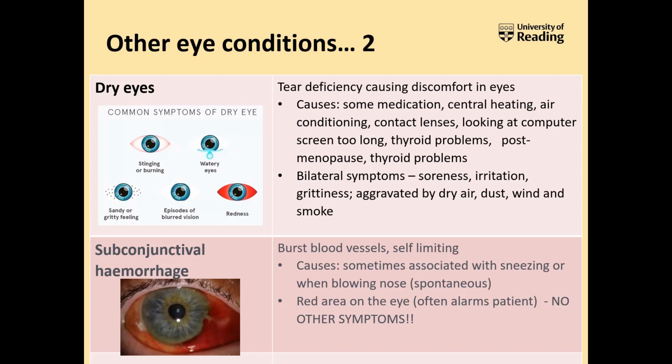And then we come on to subconjunctival hemorrhage. This image here is of quite a severe case. It could just be a small spot of hemorrhage, or as you can see here, almost complete hemorrhage across the whole of the sclera, which looks quite alarming. So this is caused by burst blood vessels, is usually self-limiting, can often be associated, however unlikely it seems, with sneezing or when blowing your nose.